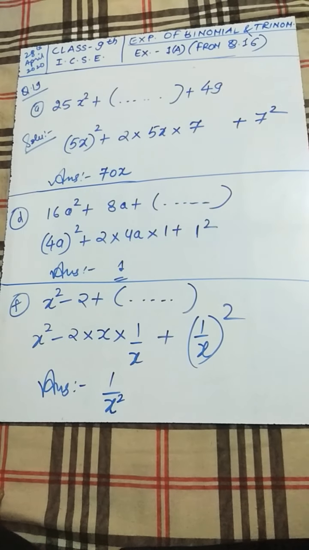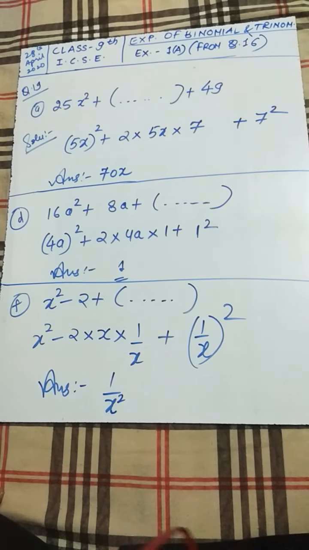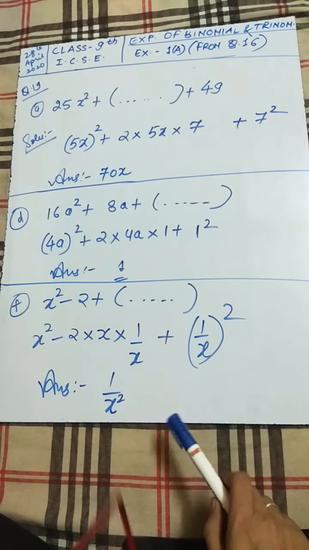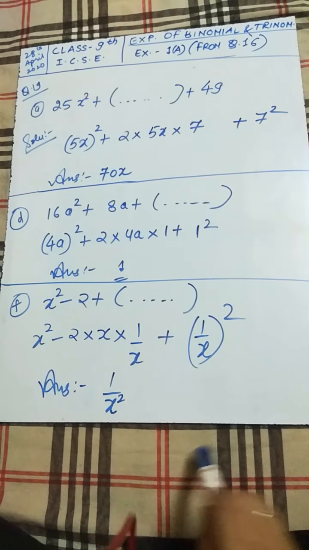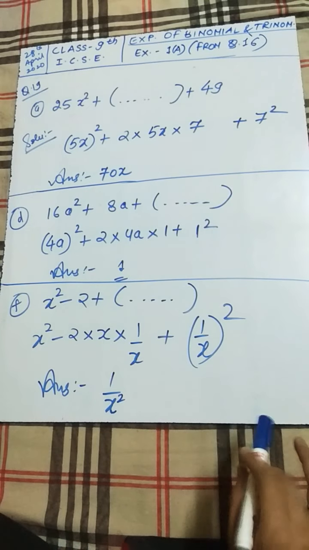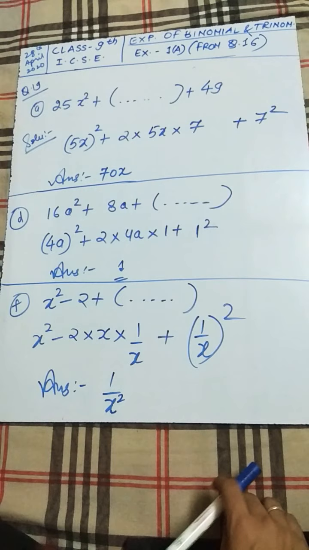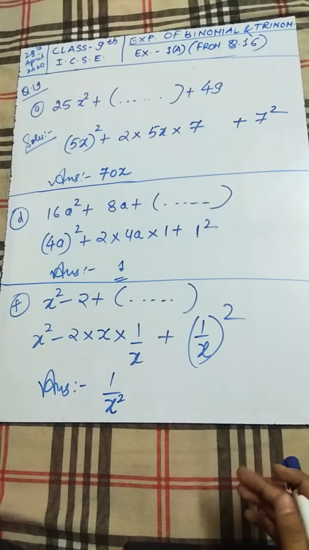Okay, this is the 19th question, and the question says: find the missing term in each of the following so that the expression becomes a perfect square. So these three questions I have done. See, for the 18th question, the D, E, F questions are very simple, and let me give you the hint, they all are perfect squares. So you can go on finding them.